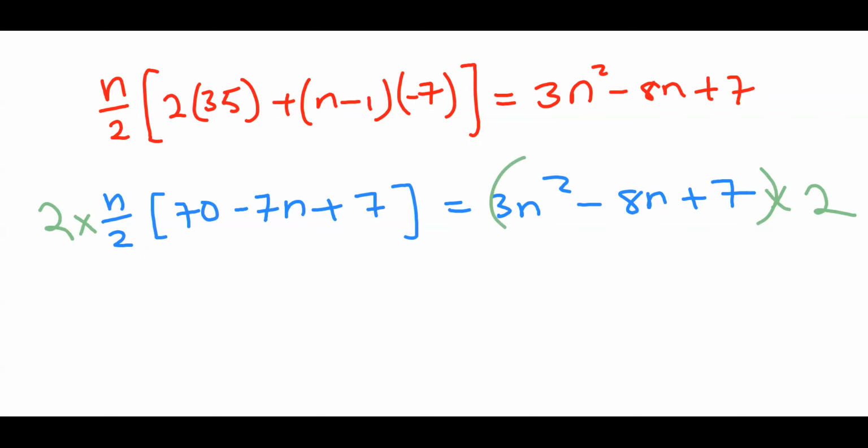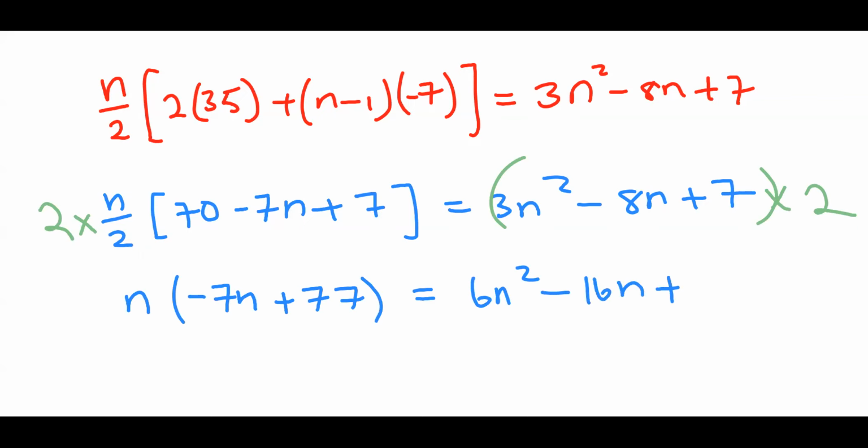So, multiply that by 2, we just have n being multiplied with the negative 7n plus 77. That's the 7 plus the 70. Oh, and these terms need to be doubled. So it's going to be 6n squared minus 16n plus 14. All right. Multiply it further and solve the quadratic.